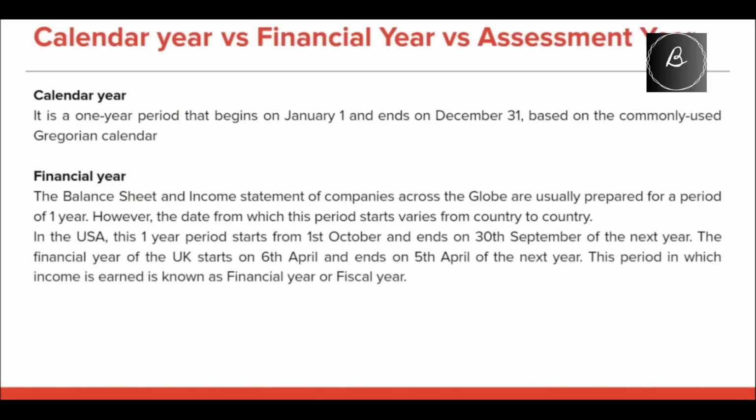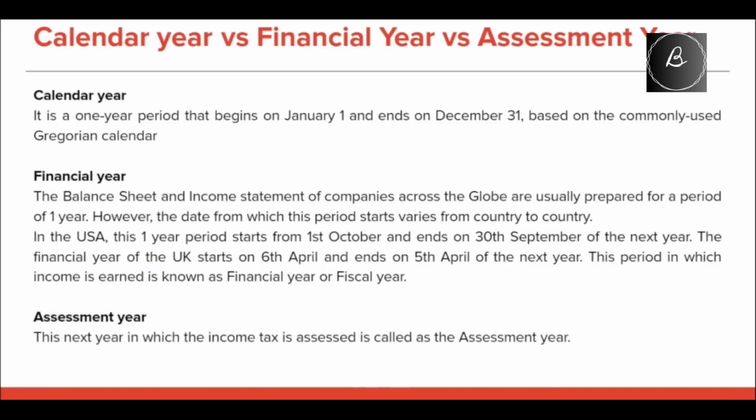In America, this 1 year period starts from 1st October and ends on 30th September of the next year. The financial year of UK starts on 6th April and ends on 5th April of the next year. The period in which the income is earned is known as the financial or fiscal year.